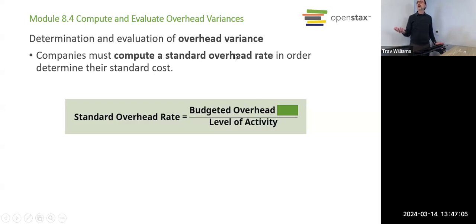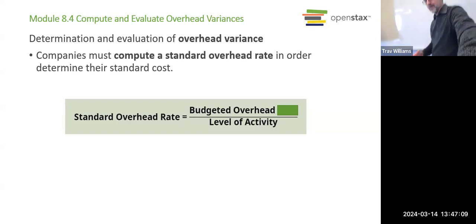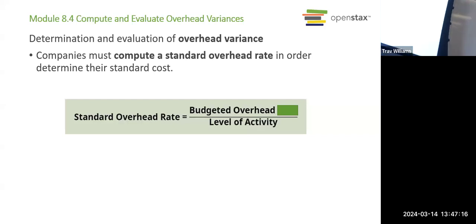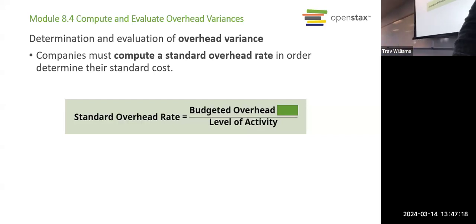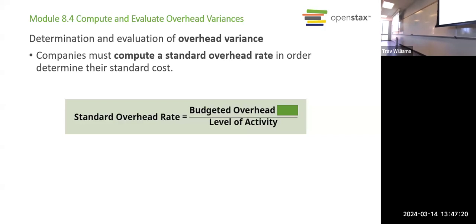We're familiar with overhead and how we estimate overhead, right? And we take our estimated overhead for the year, we divide it by our estimated activity, right? So this is really nothing new. If you're dealing with standards, it's the same thing. What is our budgeted overhead? What is our budgeted or standard level of activity? That gives us our standard overhead rate.